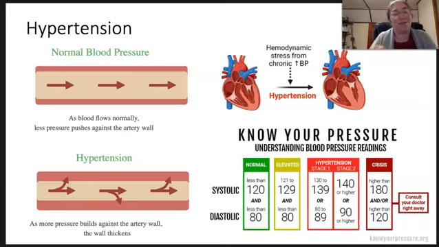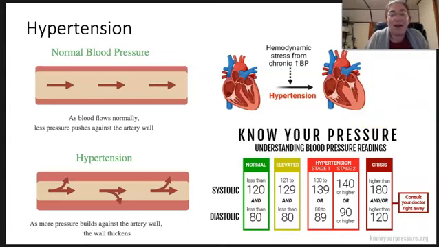The heart's more like a car engine. If it has to work harder, it gets tired faster. And so hypertension can lead to hypertrophy, overdevelopment of the heart, which then leads to heart failure, basically exhaustion.